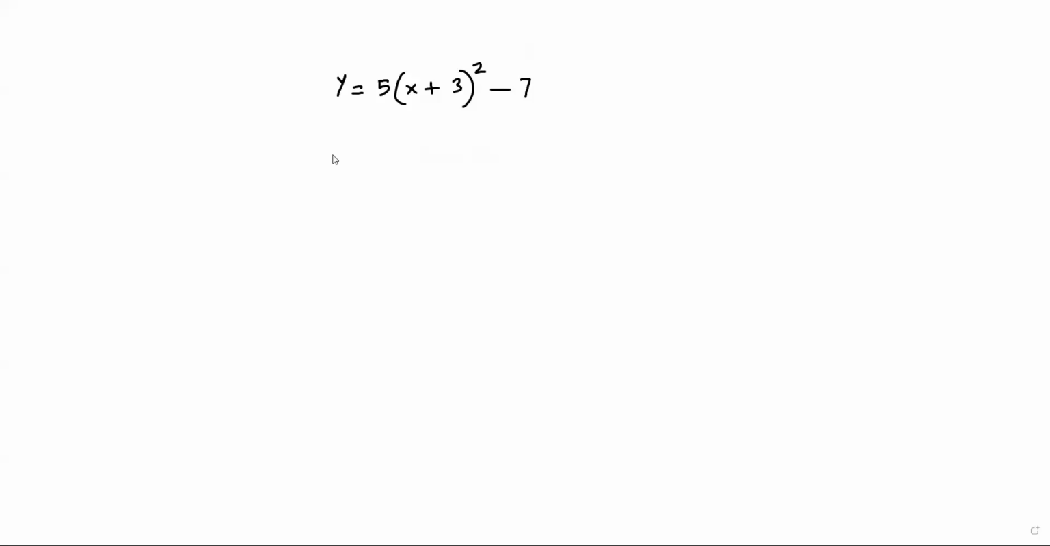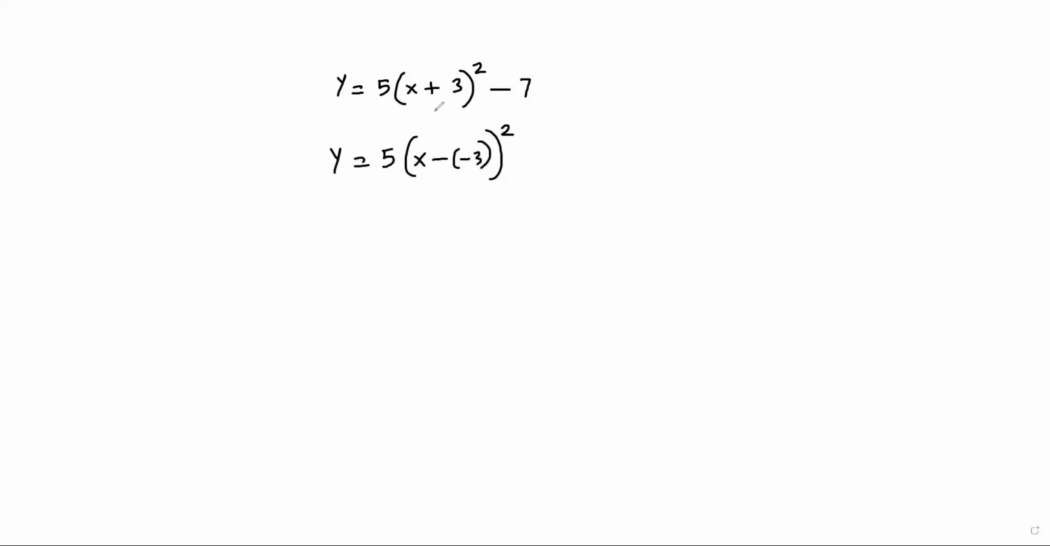Okay, here y equals 5 times x. Instead of positive, I need negative, so I put a negative sign over here. So I'm taking a negative sign for this 3. It is x minus negative 3, the whole square.